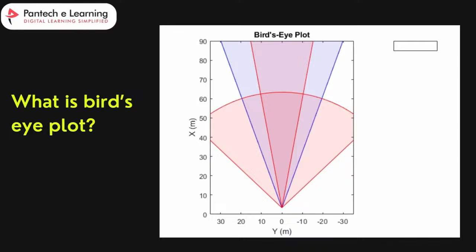In this example we are going to look at how we can use this bird's eye plot in MATLAB to show some cool stuff happening around the car. Imagine you are sitting inside your car and you want to see what's happening around you. That's exactly what we are going to do with this plot.